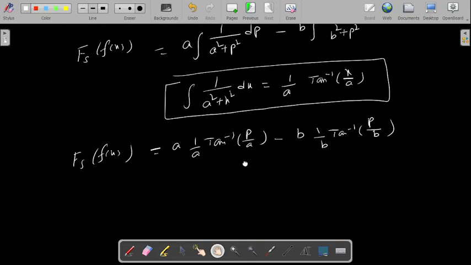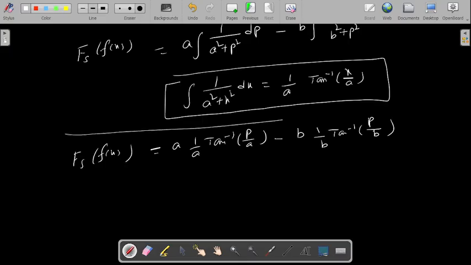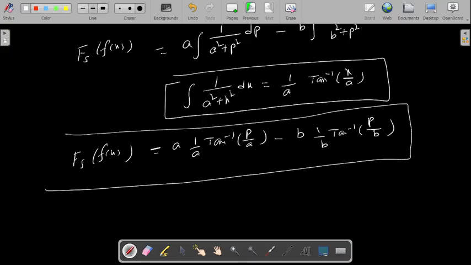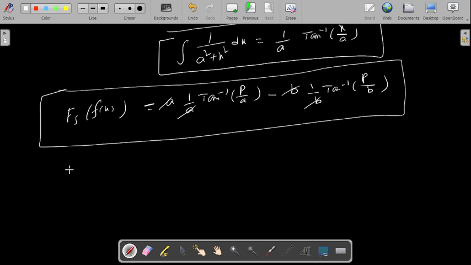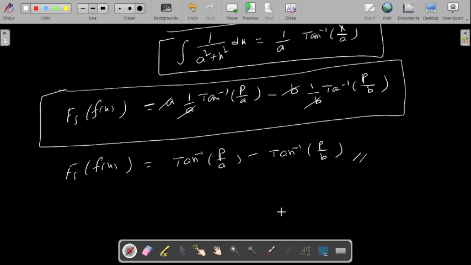Okay, so this is the Fourier sine transform of f of x. This is your question bank question, that's the reason I am discussing. So a gets cancelled, b gets cancelled. So Fs of f of x is equal to tan inverse p by a minus tan inverse p by b. Girls, any queries?